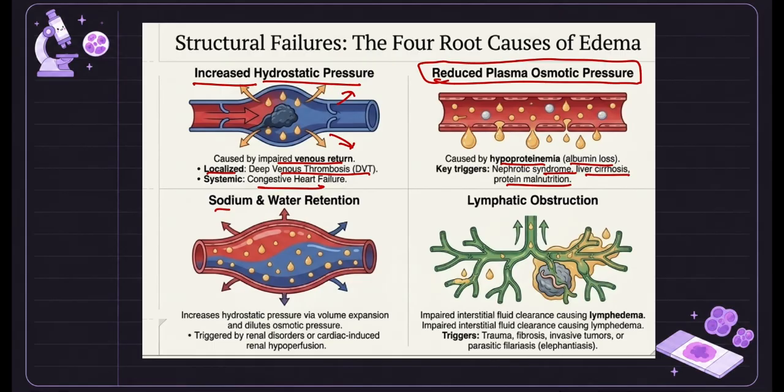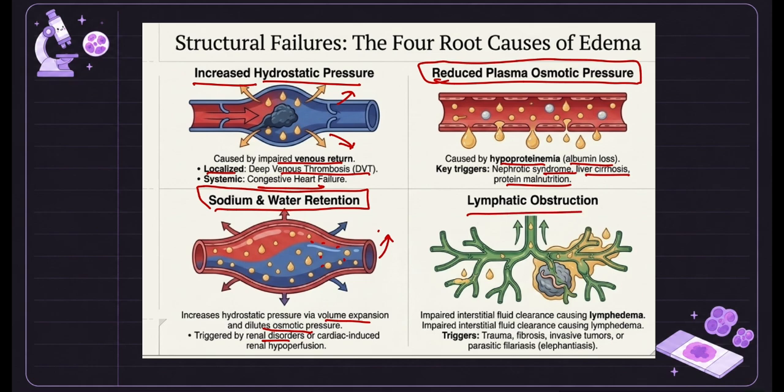Third is sodium and water retention. Retaining salt expands your total blood volume. That directly increases the hydrostatic push, but it also dilutes your existing blood proteins, which decreases the osmotic pull.